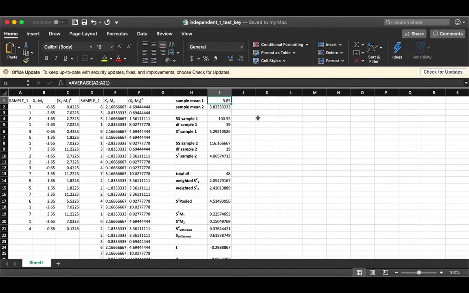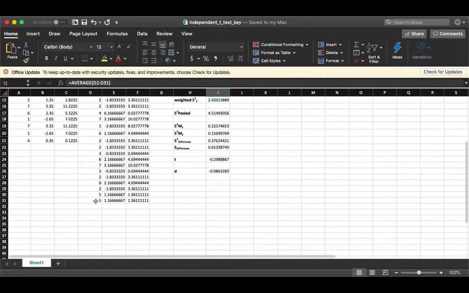All right, so the first step here is to calculate your mean for sample 1. If you look up in this portion of the screen, you can see the formula I'm using. So here in I1, we're looking at the average for the range A2 to A21, which will capture sample 1's range of scores. Now, the second step is to calculate the mean for sample 2, which is the average of D2 through D31. So that's D2 here, all the way to D31 here.